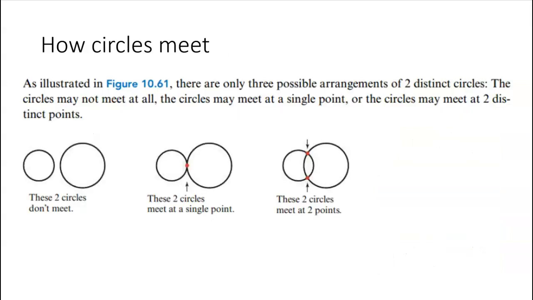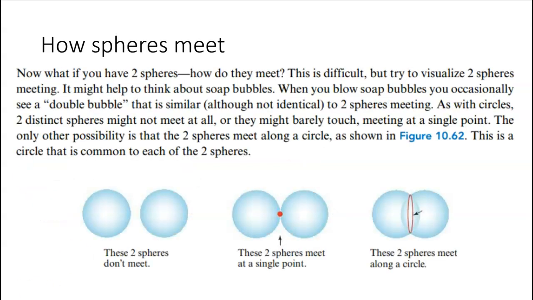So how do circles meet? Circles can meet in 3 possible arrangements. They either don't meet, they meet at a single point, or they meet at 2 points. Spheres, on the other hand, either don't meet, meet at a single point, or meet in a way where those points actually create a circle. So let's take a look at this example.